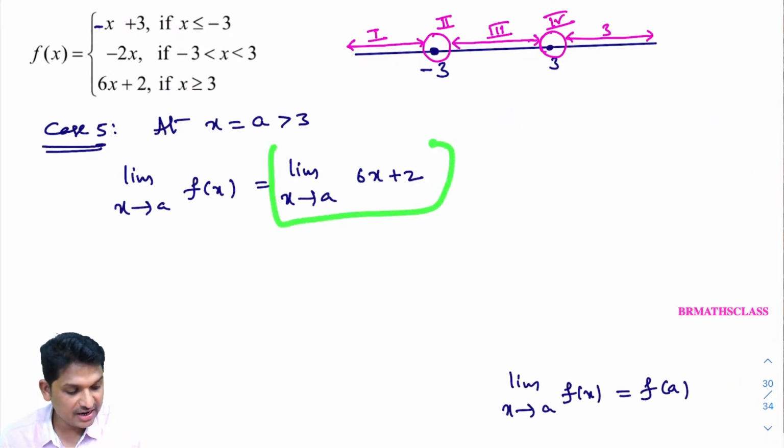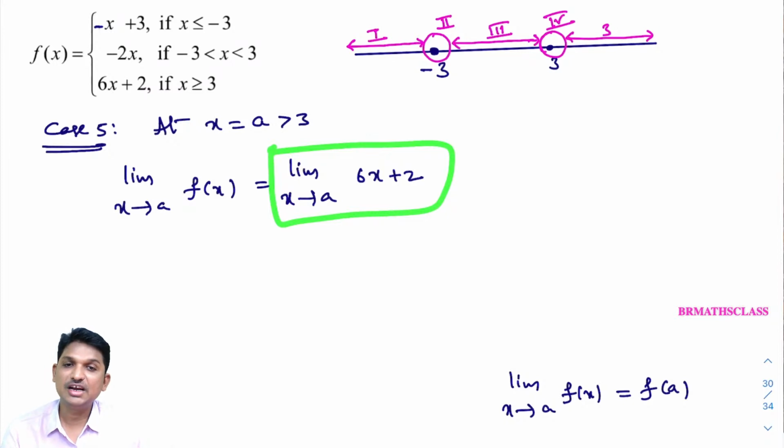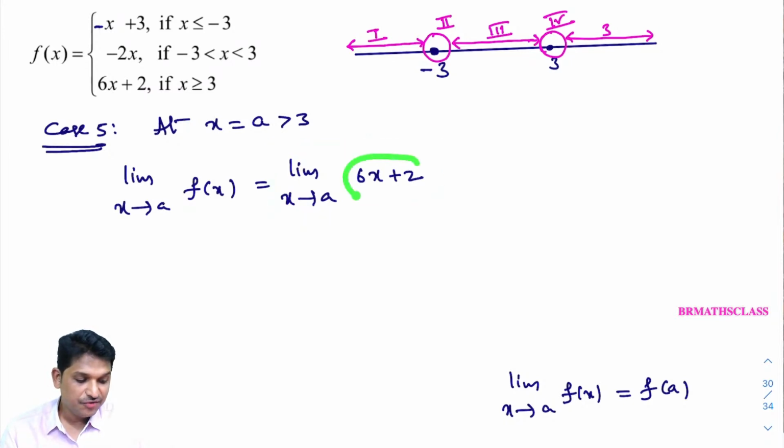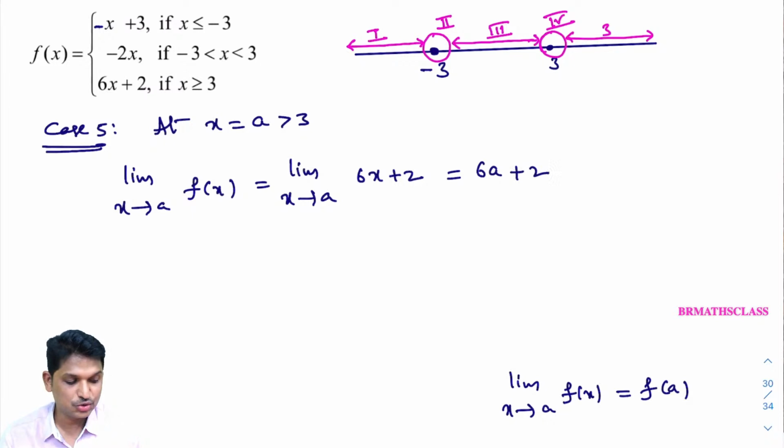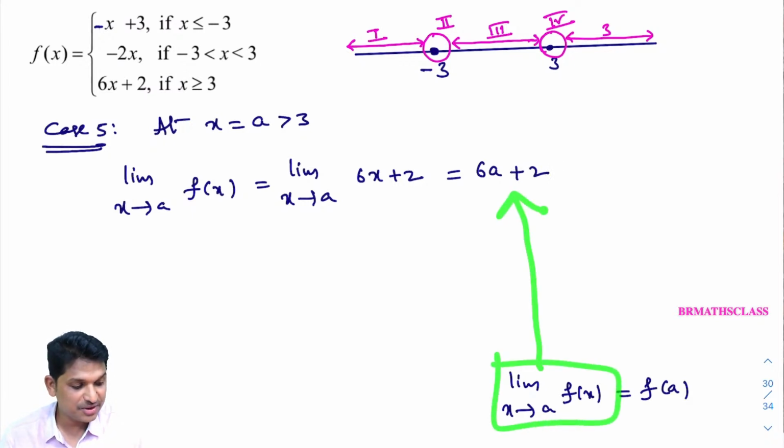Now I need to calculate the limit of this. How to calculate the limit of this? In the given function, wherever x is there you write a. Direct method. So what will you get? 6a plus 2. Okay, I calculated this one. I got it as 6a plus 2.